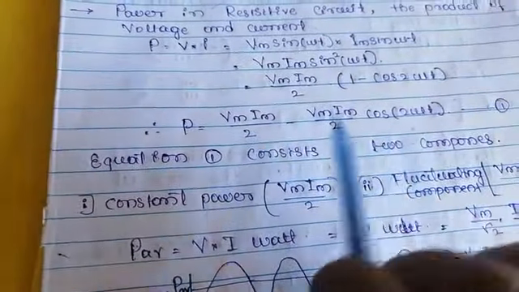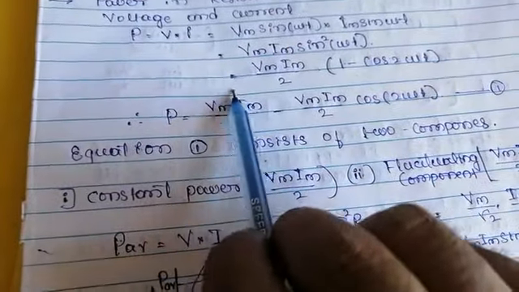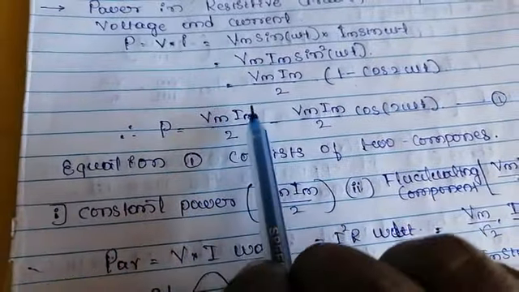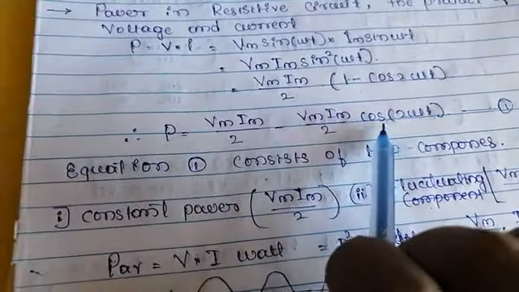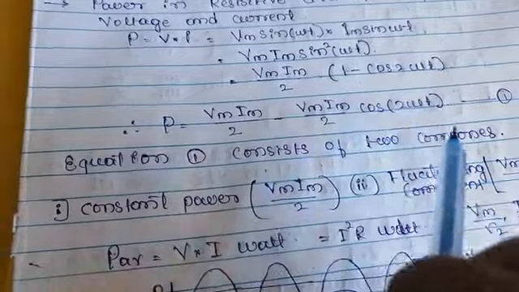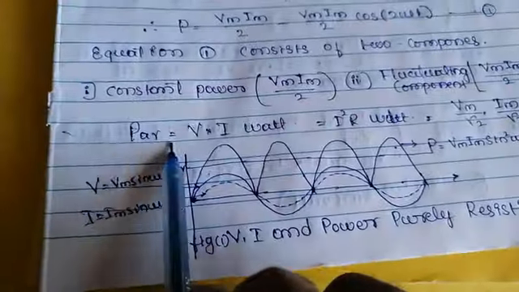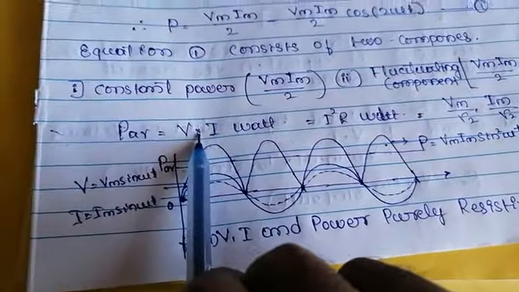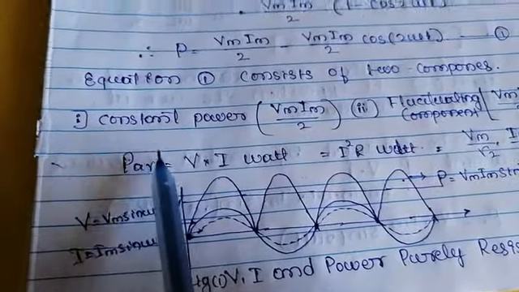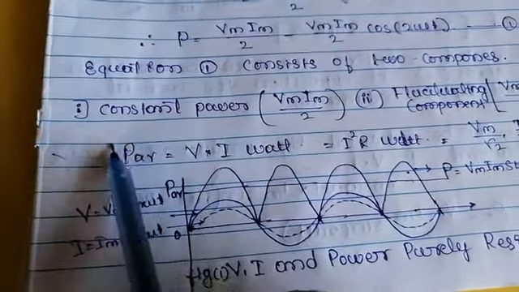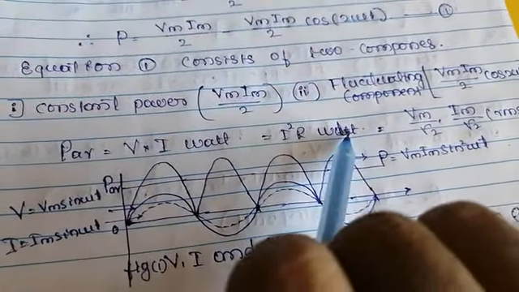It has two components. One is constant power, another one is fluctuating. Constant means this one, because there is no power factor angle, voltage and current are the same. Here there is some angle in cos theta, therefore it is fluctuating. Therefore average power P average is equal to V into I. In a resistive circuit, to find the power we have to use P is equal to V into I, or we can use I square R.